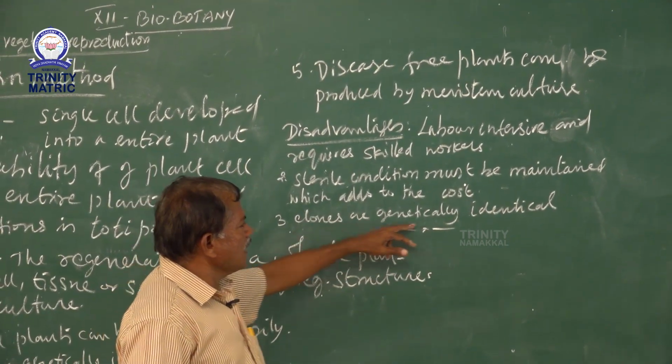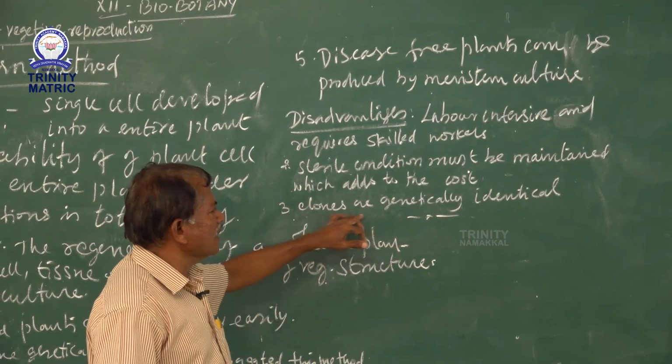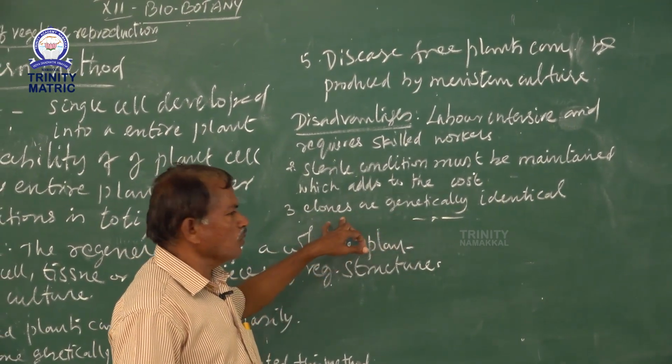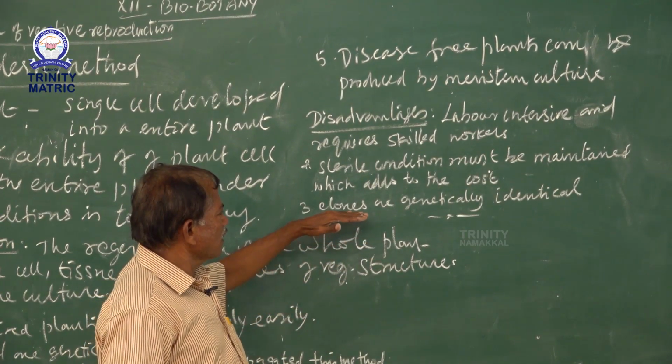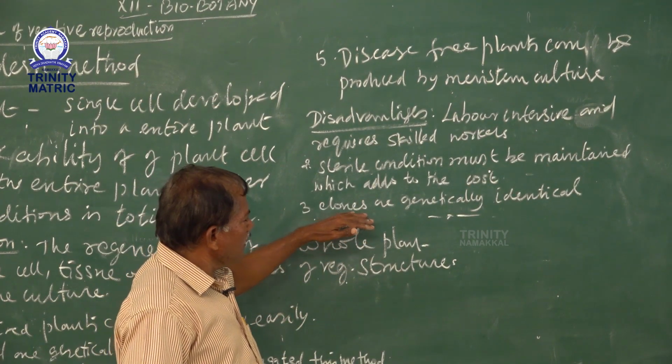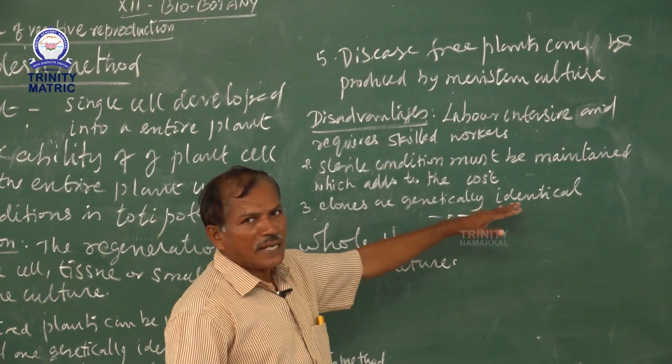Clones are genetically identical. What is a clone? Morphologically and physiologically similar to their parent plant is called a clone. So all these young ones are also genetically identical.